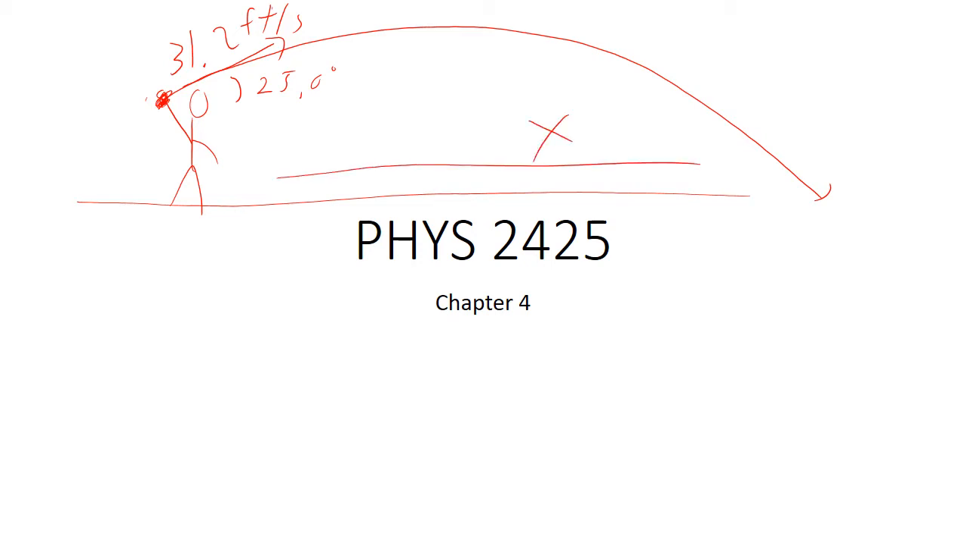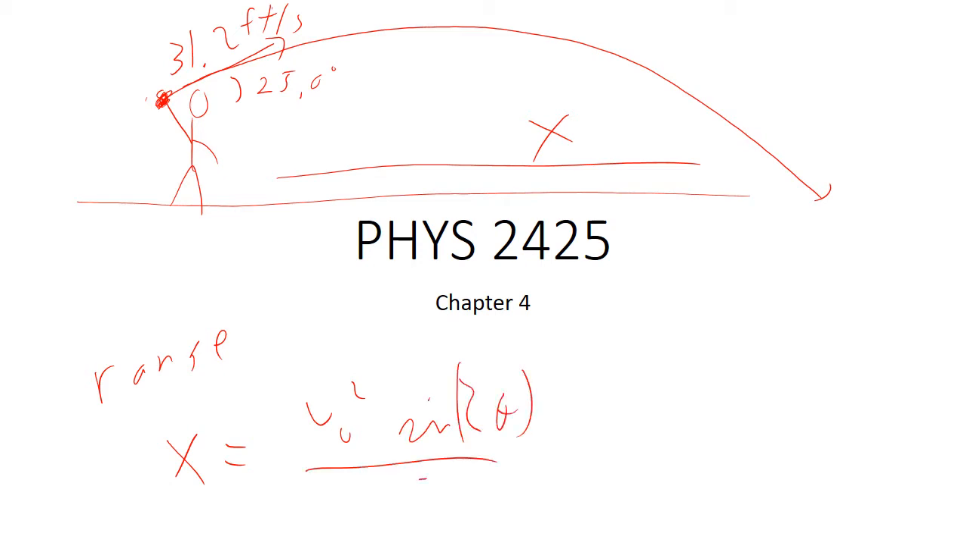Now, in our previous example, we talked about maximum range. Could we figure out the range of this? Because the range equation that we had before was that X is going to be equal to V naught squared times sine 2 theta over G. So, could we use this equation to find X? And the answer is no, we cannot.